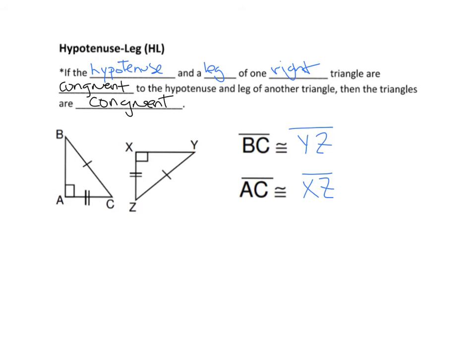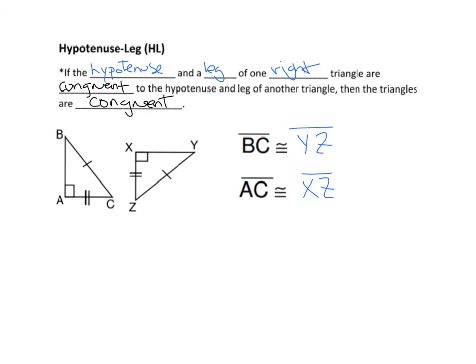All right, so a particular type of congruency triangle that we're going to talk about here is called the hypotenuse leg. Now, hypotenuse is very specific because you can only have a hypotenuse in a right triangle. So this congruency theorem only applies to right triangles. If the hypotenuse and a leg of one right triangle are congruent to the hypotenuse and leg of another triangle, then the triangles are congruent.